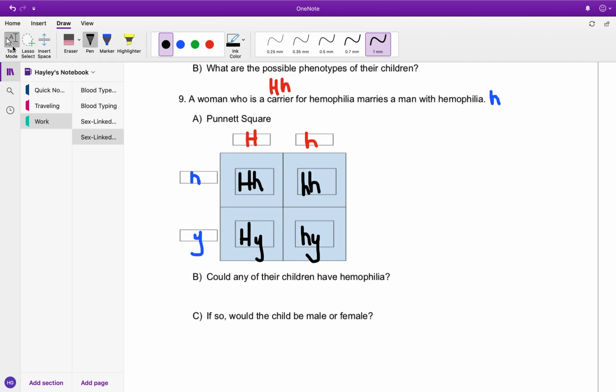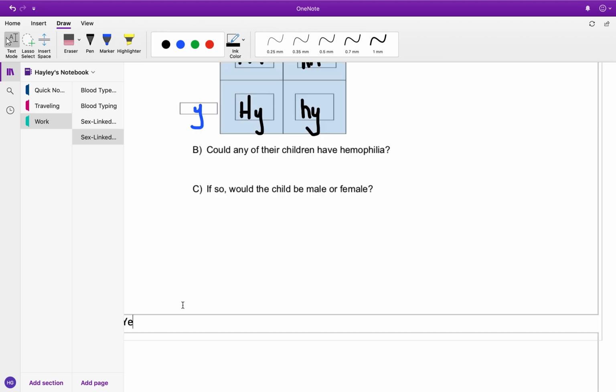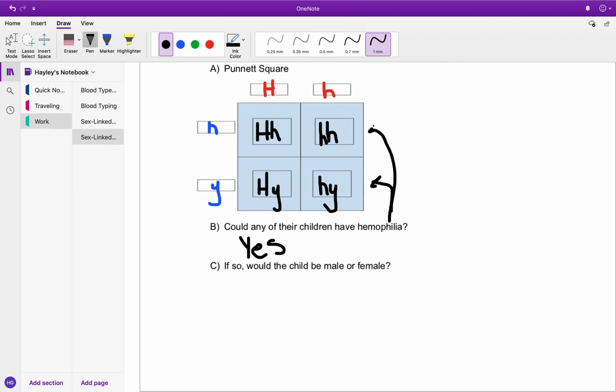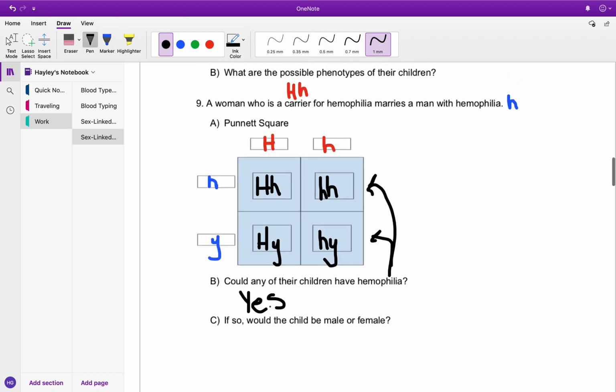So could any of their children have hemophilia? We are going to say yes. The ones who will have hemophilia are going to be this one and this one. If so, would the child be male or female? There's the chance of having a female child with hemophilia and a male child with hemophilia in this case.